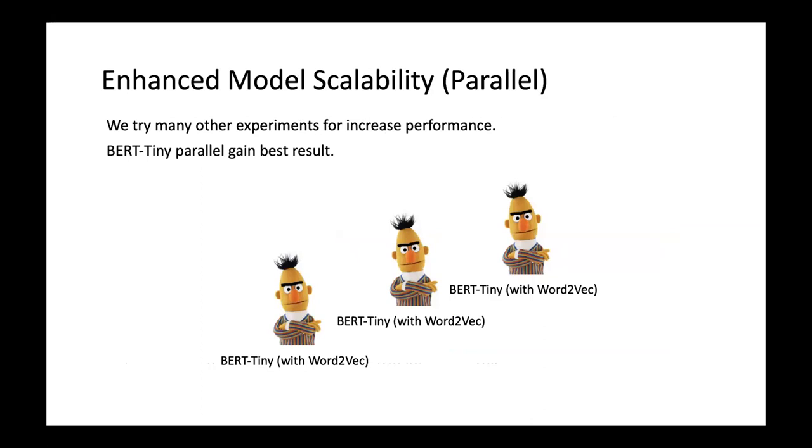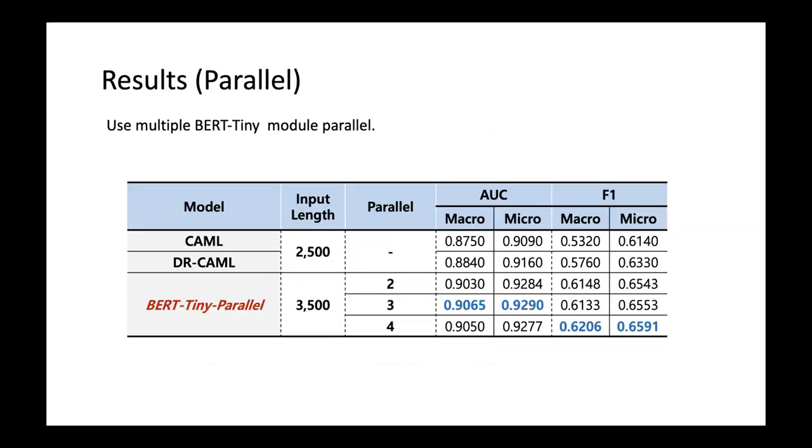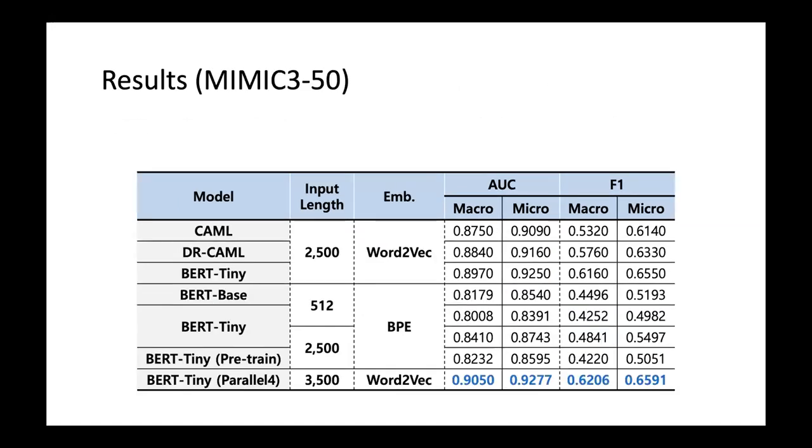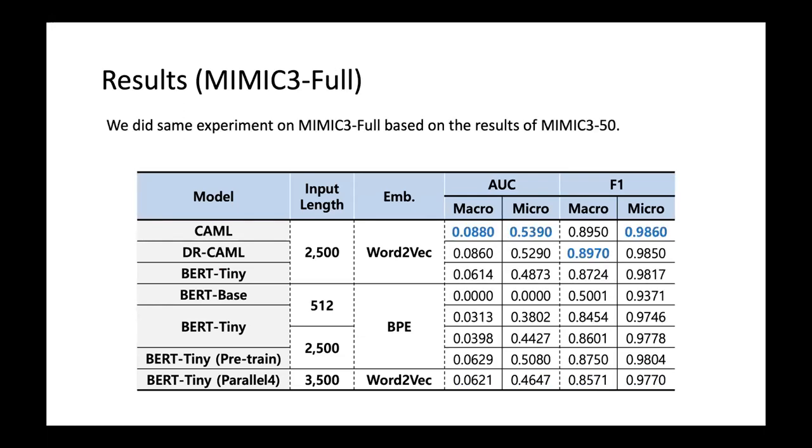So we also tried many other experiments to increase performance. For BERT tiny, parallel again gave the best result. Using multiple BERT tiny models in parallel looks like this. The results are for our Mimic 350 like this. And Mimic 3 full. We did the same experiment on Mimic 3 full, based on the result of Mimic 350.